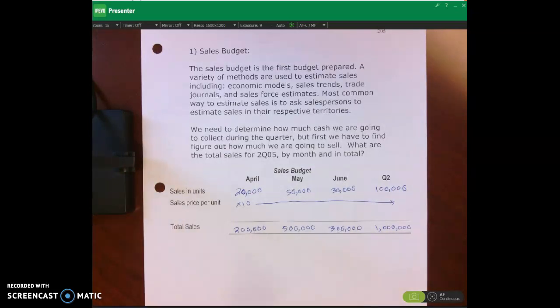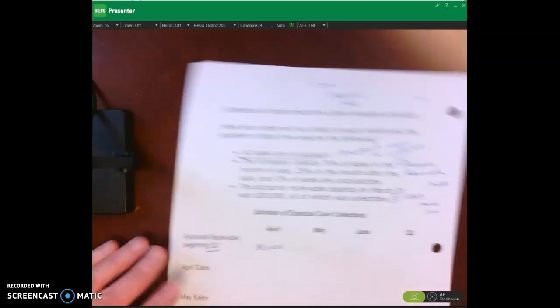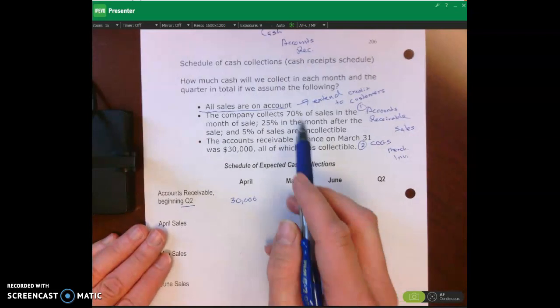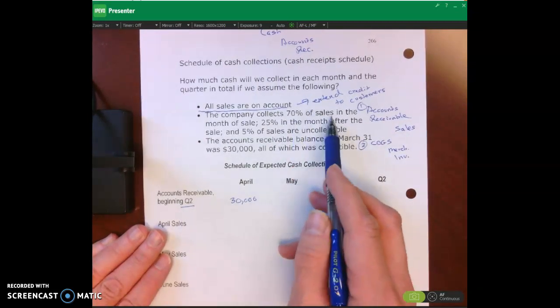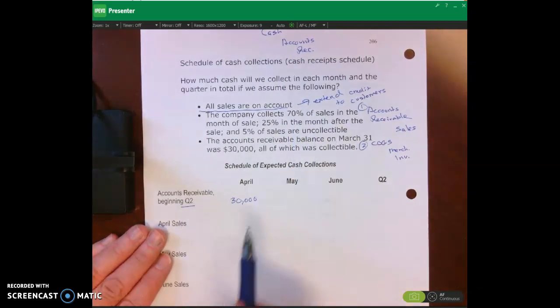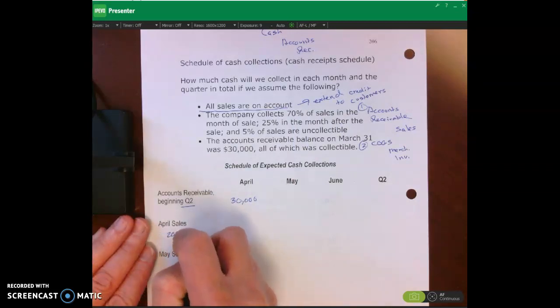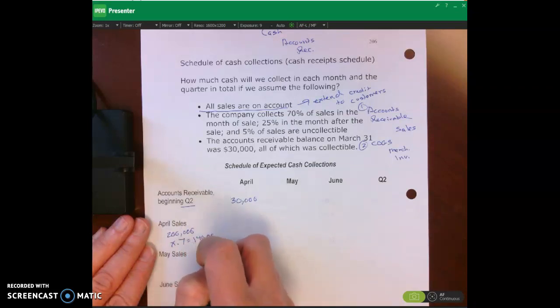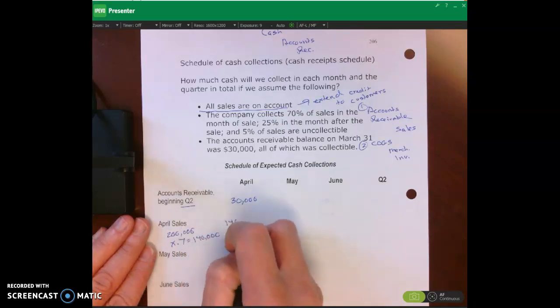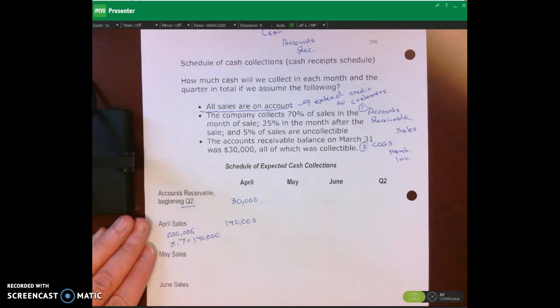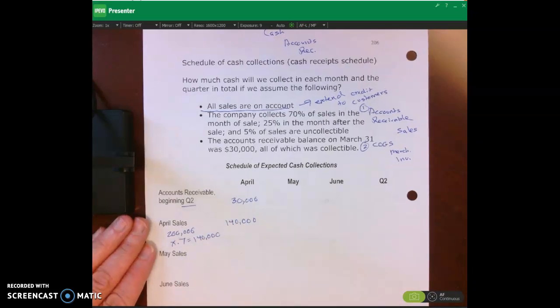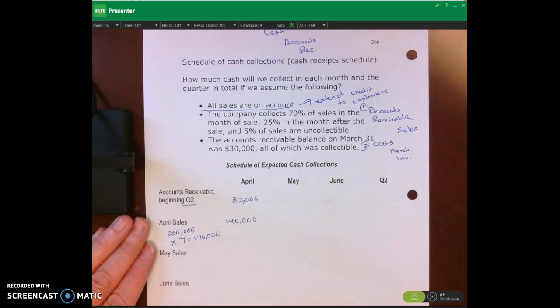What's our total sales dollars for quarter 2? It's $200,000. Now, the company collects 70% of that $200,000 in April. So what I can do is go 200,000 times 0.7, which gives me $140,000. So I will collect $140,000 of that $200,000 in sales in April.